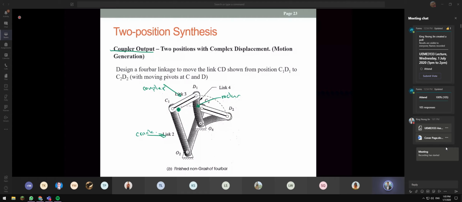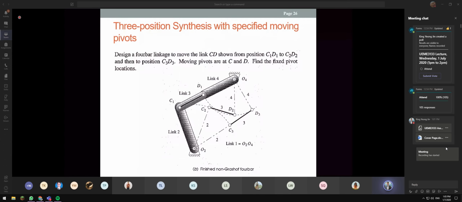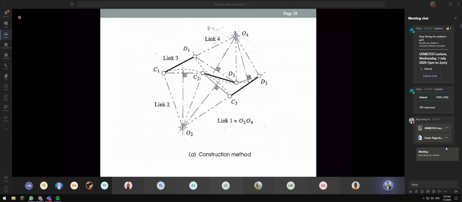Now you see that the movement is from C1 D1 to C2 D2, so it's the movement of the coupler. That's why we say it is a coupler output. Same as here. This is a coupler, this is a rocker. So this is also a coupler output.